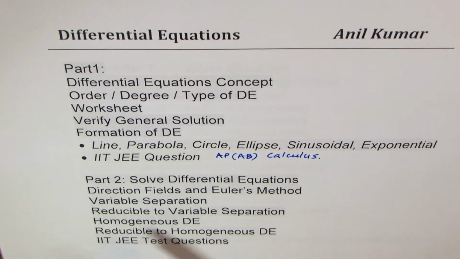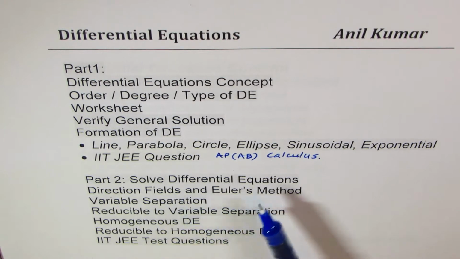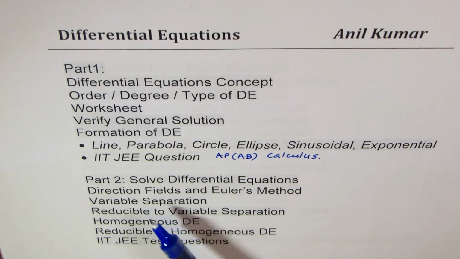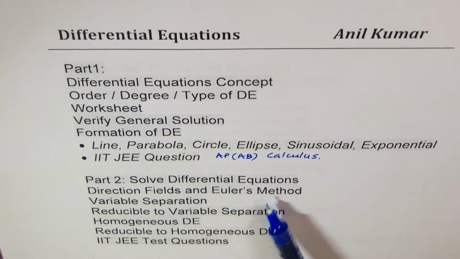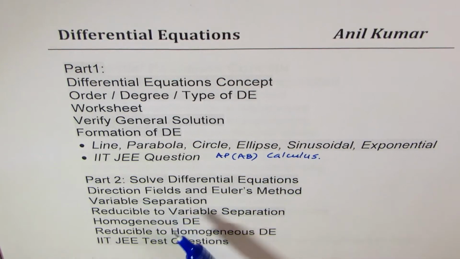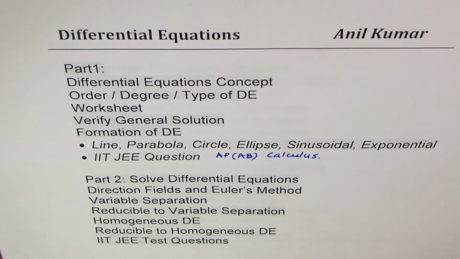In part 2, we'll actually look into how to solve differential equations. They can be categorized into different groups. So first group is kind of geometrical solution, where we look into direction fields and Euler's method. Now this is very important for AP calculus. And then we'll look into examples with variable separation, reducible to variable separation, homogeneous differential equations, reducible to homogeneous differential equations, and then we'll take up questions from previous test papers of IIT JEE. So let's begin with that.